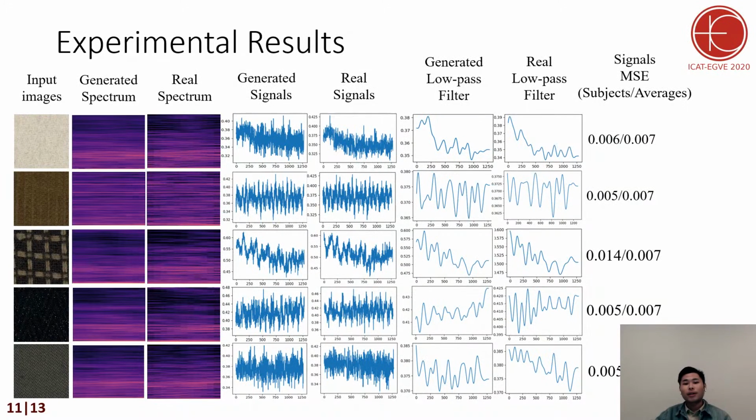We also calculated mean square error, MSE, values of generated signals and real signals. The MSE values of the 5 fabrics are 0.006, 0.005, 0.014, 0.005, and 0.005, respectively. The average MSE value is 0.007. We report the small MSE values to show the reliability and performance of our FrictGAN model.